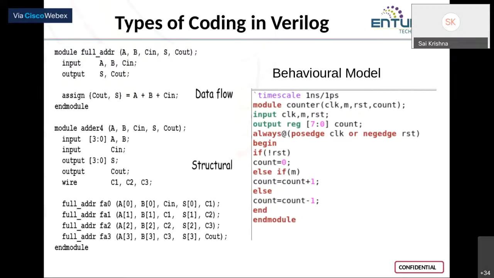If you take a simple inverter, when you give an input 0, you need to get an output 1. That is the behavior of your inverter, and based on that, we write the code. So you can always write your Verilog coding in any of these three formats, depending on how you want to do it. Okay, next slide.